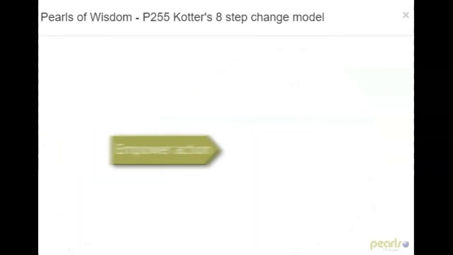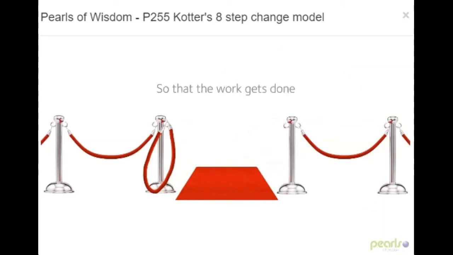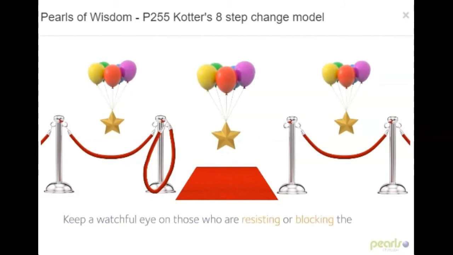Step 5, empower action. Now it's time to remove any barriers so that the team can get on with the implementation. You need to create a structure so that the work gets done. Set up a reward system so that the team remains motivated, and keep a watchful eye on those who are resisting or blocking the change, and give them special attention to bring them on side.